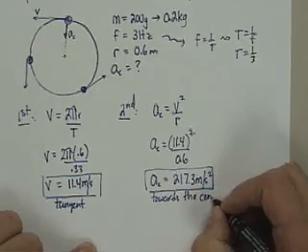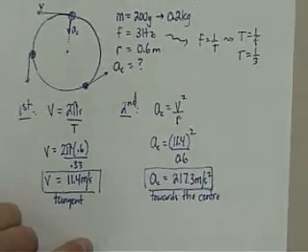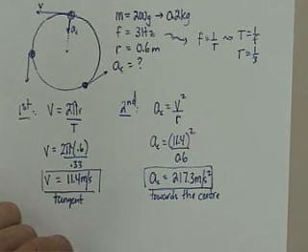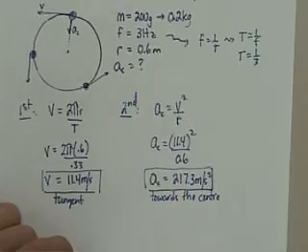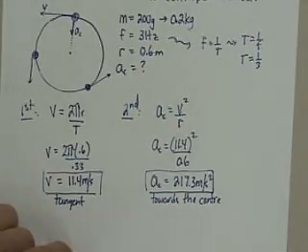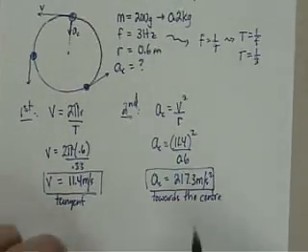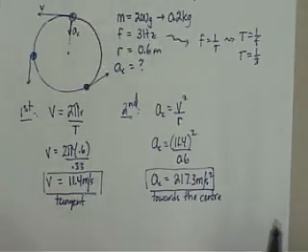Towards the center. I don't like how big that is, so I'm just going to double check to make sure that my math is okay. 11.4 squared divided by 0.6, 216.6, which is 217, so I don't know if I've rounded differently. No big deal.